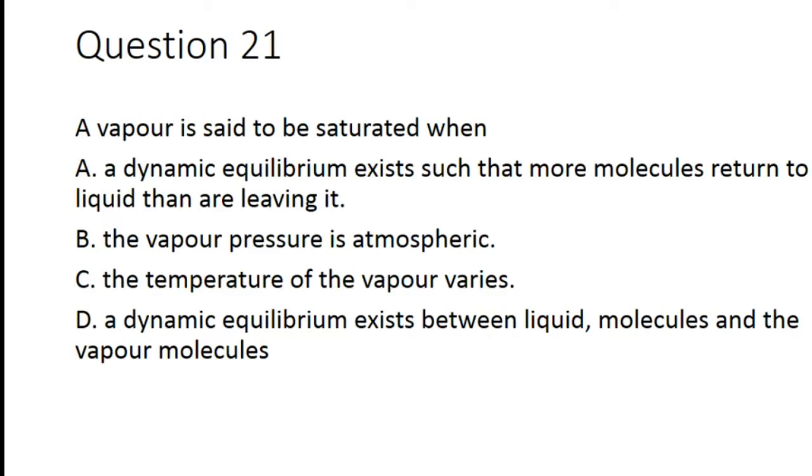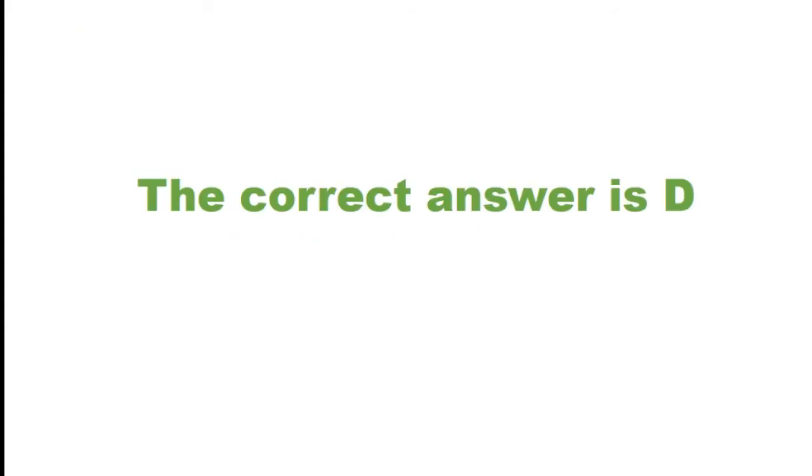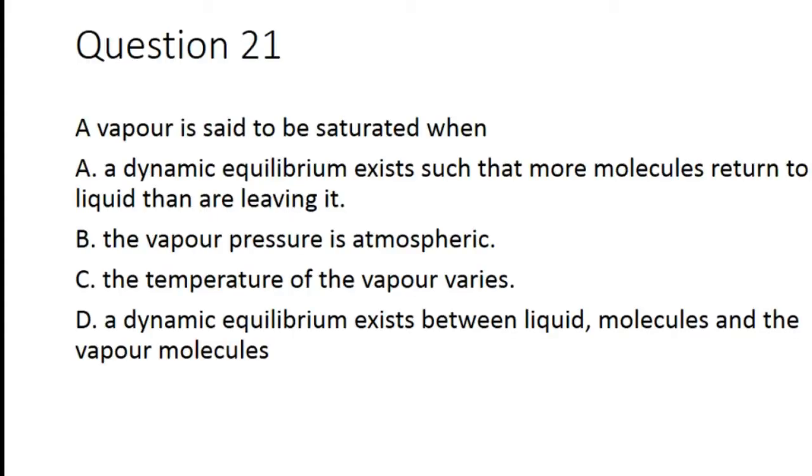21. A vapor is said to be saturated when A. Dynamic equilibrium exists such that more molecules return to the liquid than are leaving it. B. The vapor pressure is atmospheric. C. The temperature of the vapor varies. D. A dynamic equilibrium exists between liquid. The correct option here is option D. A dynamic equilibrium exists between liquid molecules and the vapor molecules.